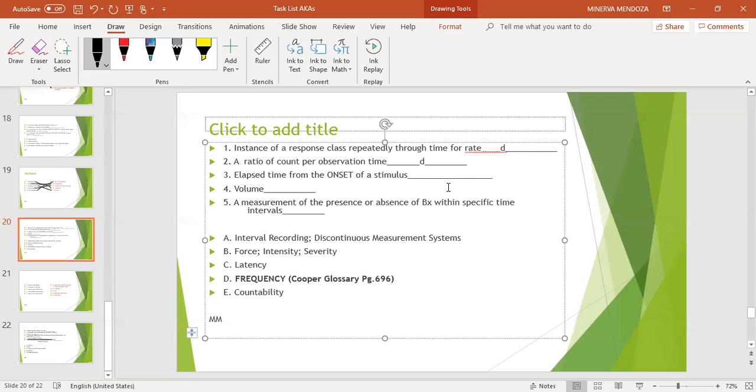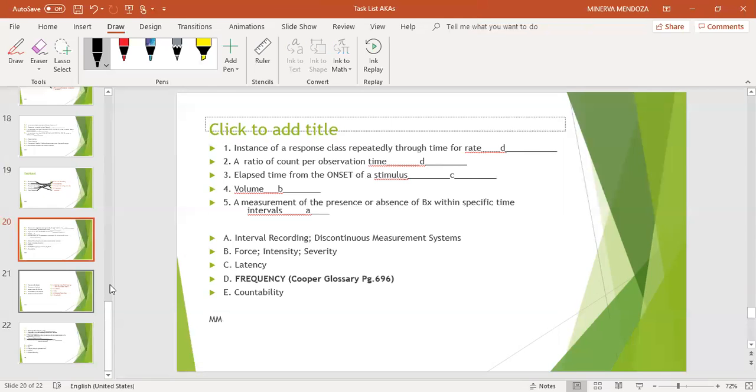Number 3, elapsed time from the onset of a stimulus. Latency. Latency is D. Volume is intensity, B. Yes, it's the magnitude and severity. Number 5, a measurement of the presence or absence of behavior within a specific time interval. A, IRT? I mean, interval recording. Interval recording is continuous. Number 3 is latency, C, not A. Yeah, okay, thank you.